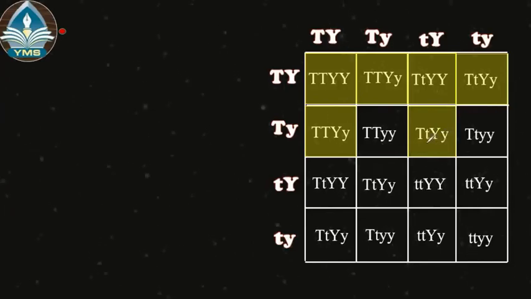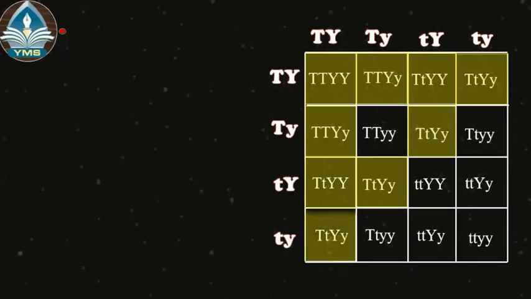We'll go to the second. This one, yes, it is tall and yellow. It is heterozygous in both alleles, but still it has these features. This one and this one and this one. Now, these are the ones which show these characteristics. These are the ones which got tall and yellow.